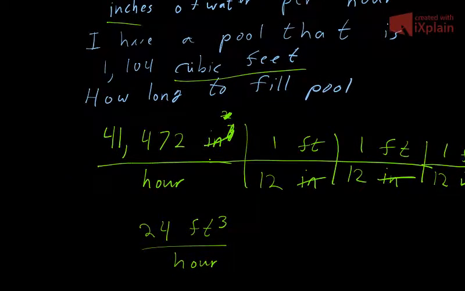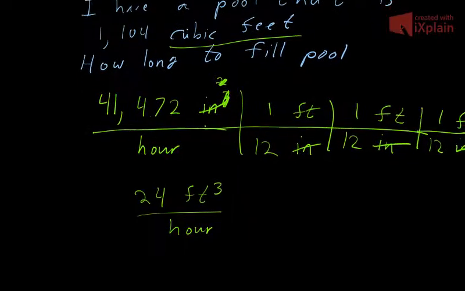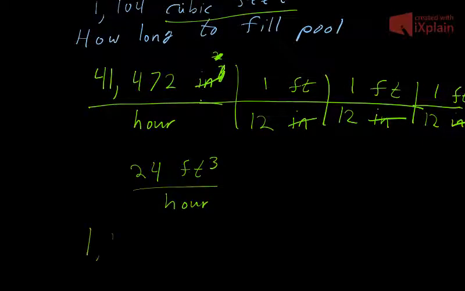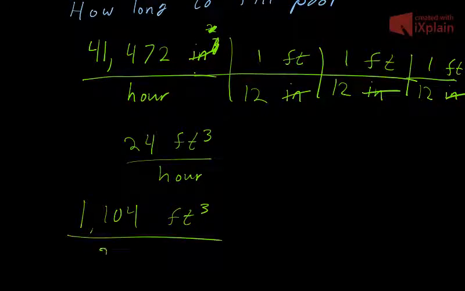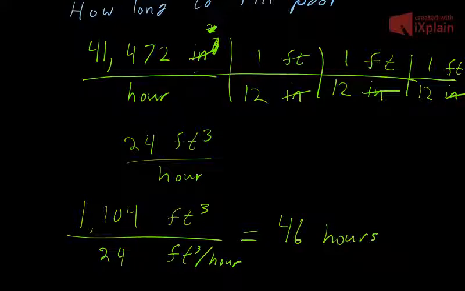So if I have a pool that is 1,104 cubic feet, and I need to figure out how many hours it's going to take, what I'm going to need to do is divide by how many feet per hour I can get, divided by 24 feet cubed per hour, and that's going to tell me how many hours it'll take. So if I can do 24 feet per hour, I've got 1,104 cubic feet, and I just need to divide it. I'm going to end up finding that it'll take 46 hours to fill this giant swimming pool.